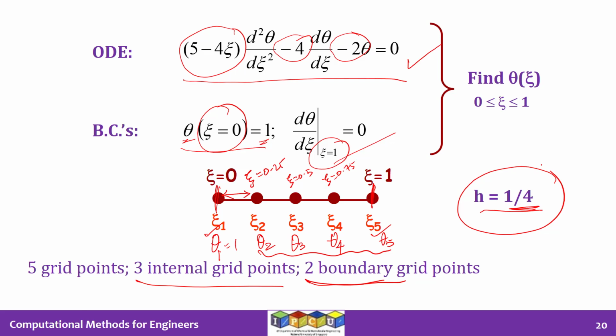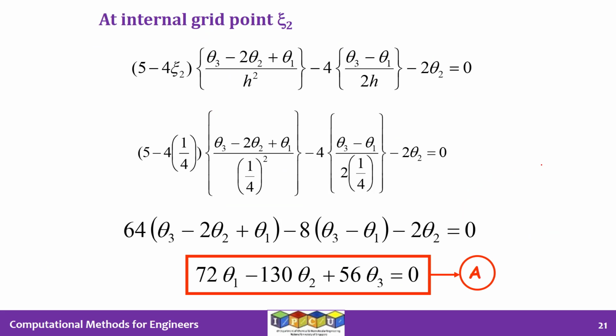MATLAB tools like BVP4C, etc., do this very well for us. But we must understand how BVP4C solves this problem. And whatever we are describing here is what it does internally: set up a system of equations using finite difference approximations and solve for the unknowns. So as usual, what we will do is write the ODE at the grid points. We don't have to write the ODE at grid point psi 1 because theta 1 there is already known. So we will not bother about psi 1, that particular grid point.